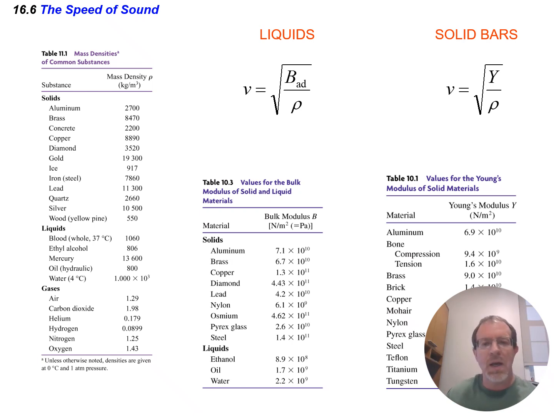We can see the tables of values of density, of bulk modulus, and of Young's modulus. Let's do a little example problem with this.